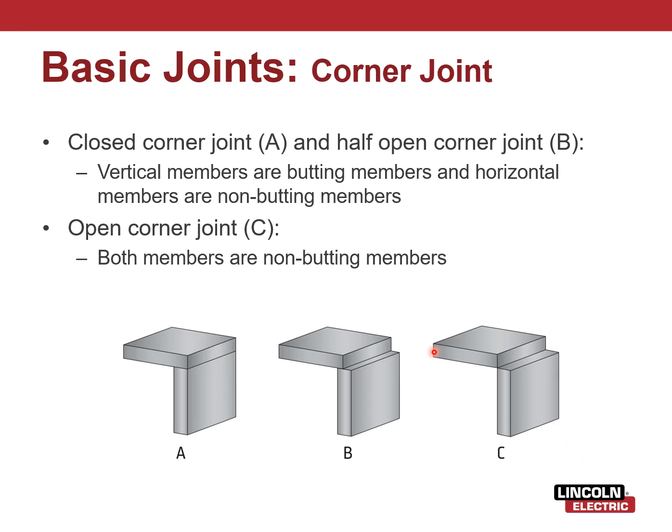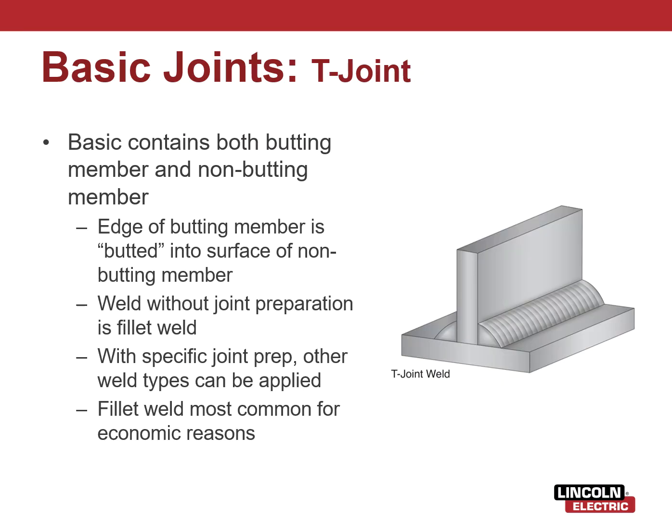Okay, so same joint, different welds. All right, here we've got our generic T-joint. So it contains both, again, a butting and a non-butting member. This one is butting into this one, but this one is not. The edge of the butting member is butted into the surface of the non-butting member. So the butting member is the vertical, the non-butting member is the horizontal.